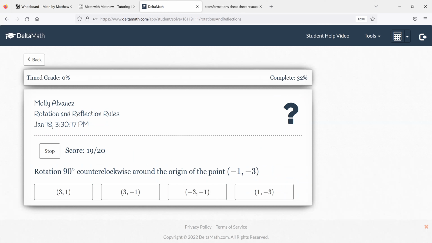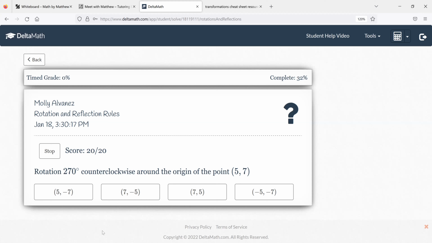90-degree counterclockwise. So you got your notes. The x and the y change position, but you have to change the sign of one of them. It's -3, +1. That would be true if it were clockwise. This is counterclockwise. So it's +3, -1. Yes. All right, last one here, it looks like.